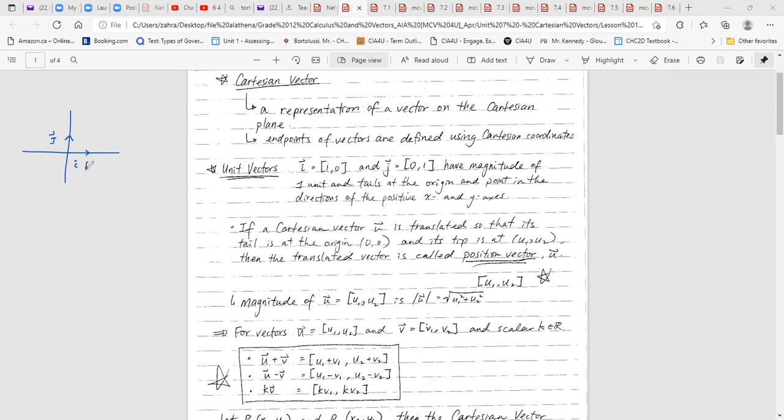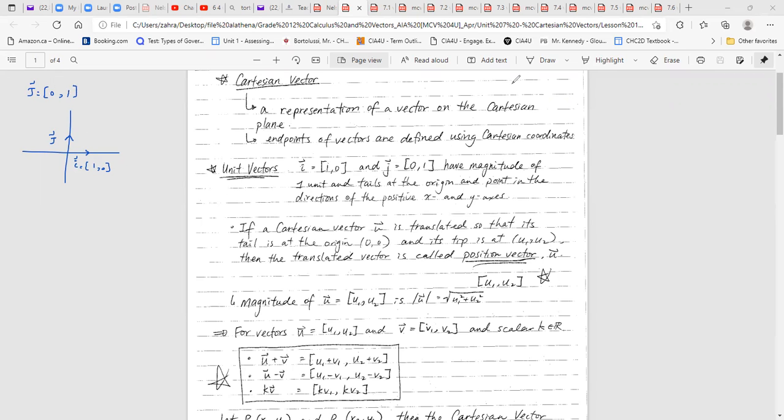If I want to show it, i is equivalent to u. The x component is 1, and there is no y component, right? There's 1 and 0 for i. For j, a unit vector means go 1 unit up. 1 unit up means you don't have any x component. 0, 1 means you don't move in the x direction, you just move in the y direction, 1 unit.